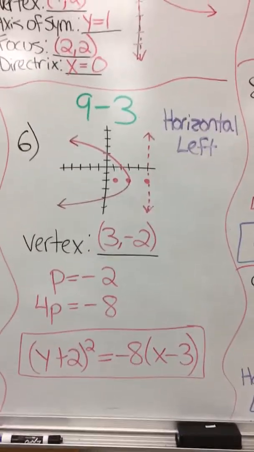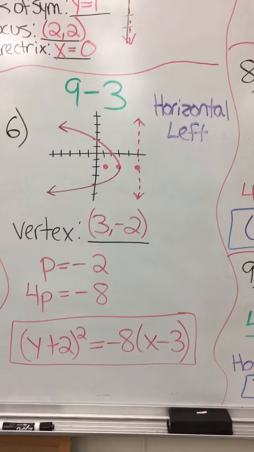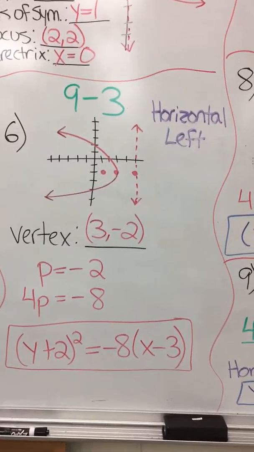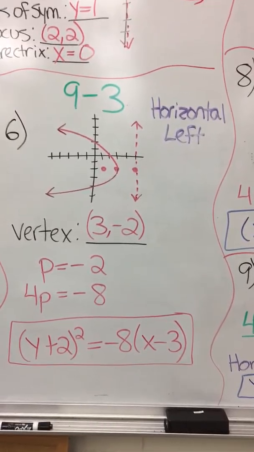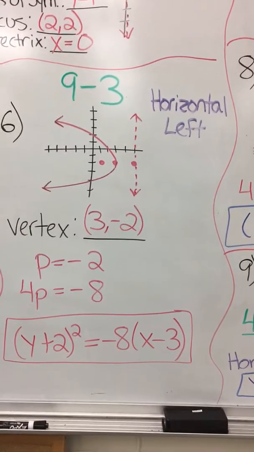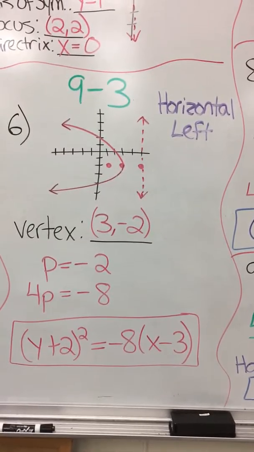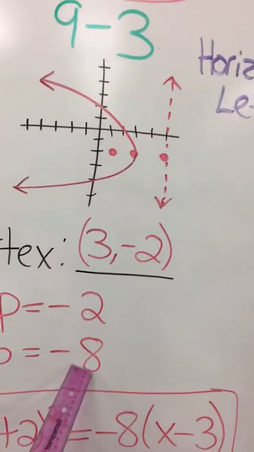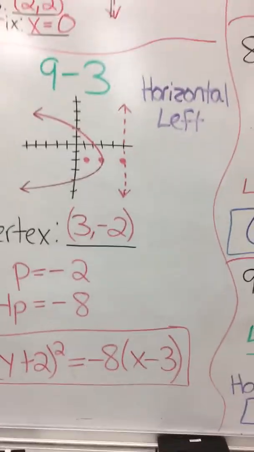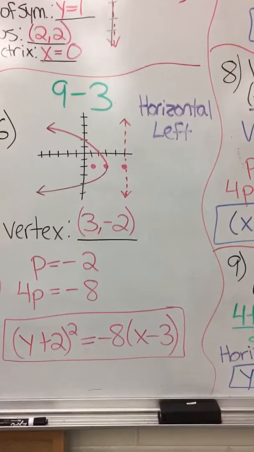So that is what you're going to use in your equation. You're going to use the vertex and that answer to the right of 4p. So in this case, we have to set it equal to y because it's opening horizontally to the left. So it's going to be y minus -2, or y plus 2, squared equals, we're taking that -8 from right here and putting it into the equation. So it equals -8 times x minus 3.